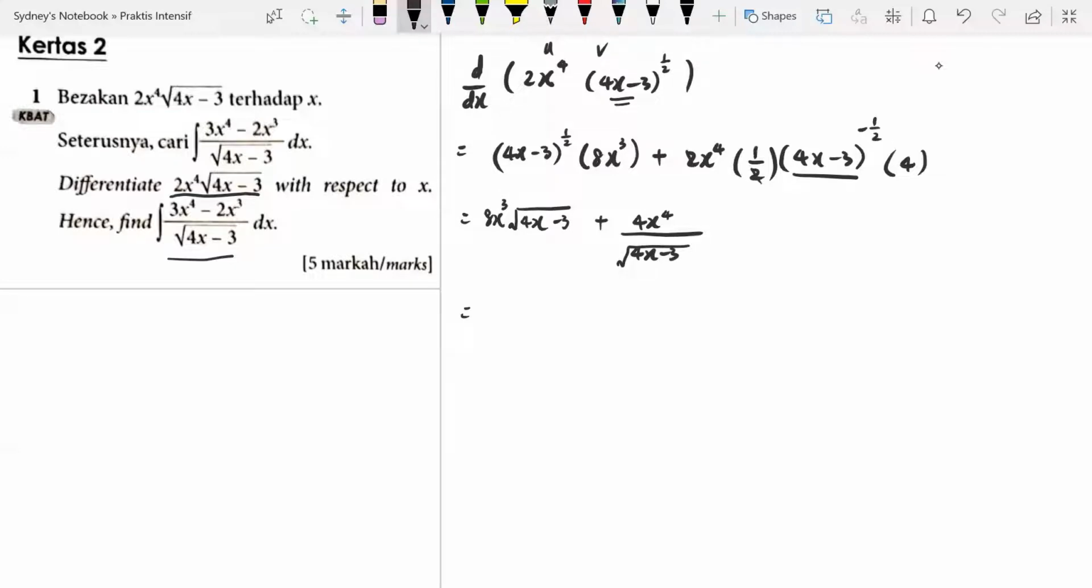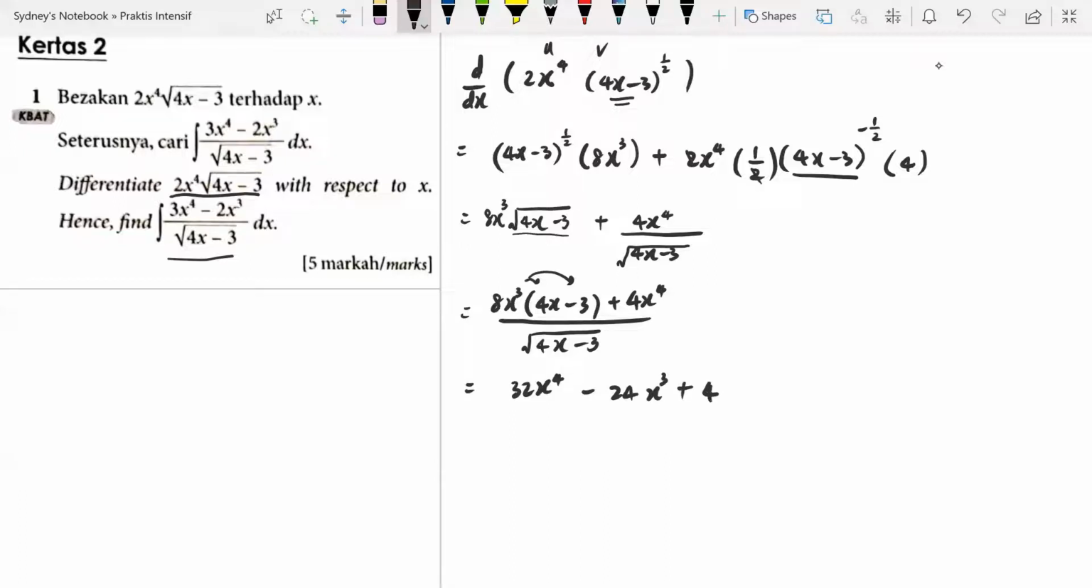We combine these two fractions by finding the lowest common multiple, which is the square root of 4x minus 3. So we will have 8x cubed. When this one multiplies the 4x minus 3, we get back 4x minus 3. And then plus 4x to the power of 4. Let's simplify this, open up the bracket. We will have 32x to the power of 4 minus 24x cubed, and then plus 4x to the power of 4 over the square root of 4x minus 3.